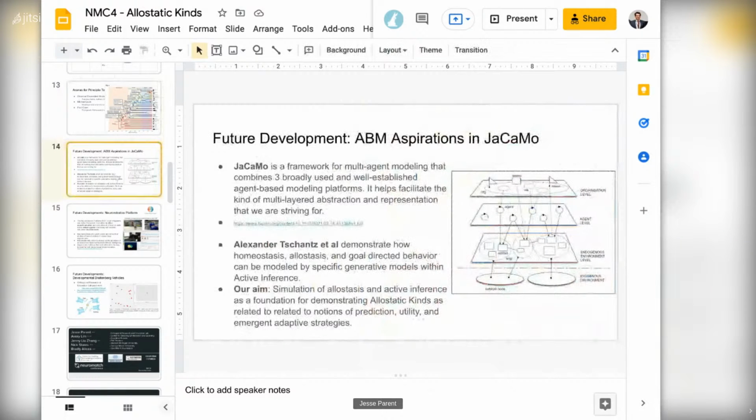As far as the ABMs we're interested in looking at specifically, Concordia is a platform we're interested in using, which has a lot of different organizational, agent, and endogenous environment levels that we can combine together and hopefully look at this. Tschantz has used this in their own active inference inspired work, and we're looking to model, expand upon this to our own notions of prediction, utility, and emergent adaptive strategies.